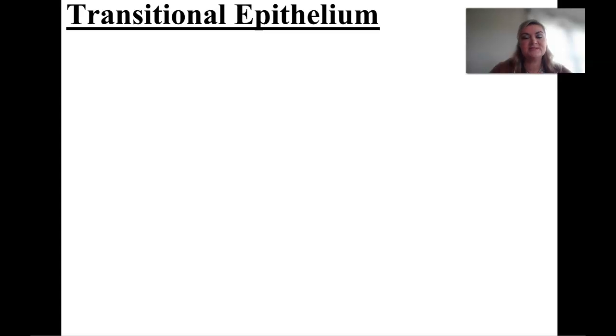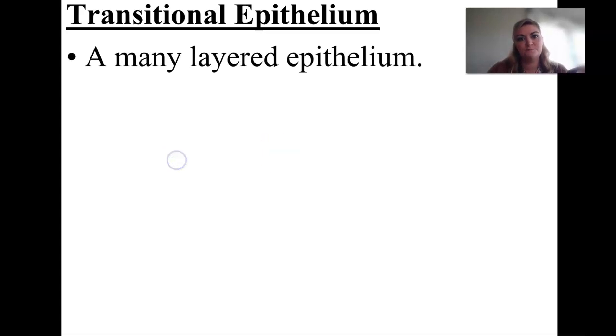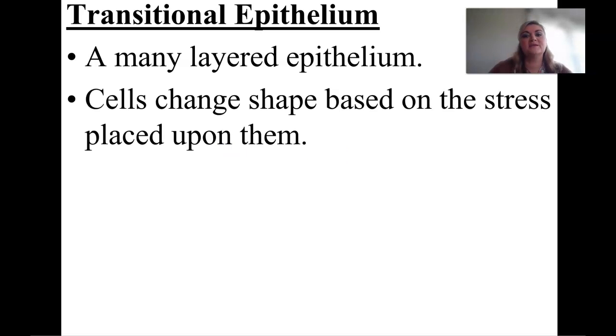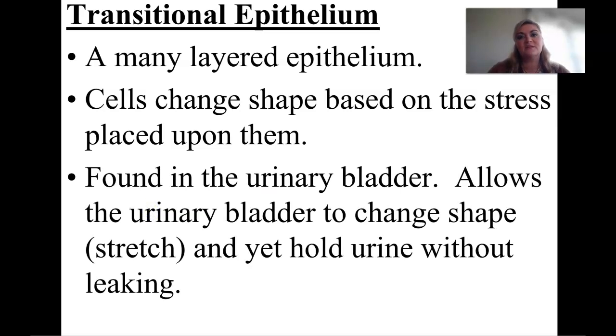Transitional epithelium is going to be epithelium that's able to change their shape and size according to how much they're being stretched. So it's going to be many layers of epithelium, so it is stratified. They can change shape based on the stress, like we said, that's placed upon them, and they're going to be found in things like the urinary bladder, which allows it to change shape as it fills up. So they might be nice, plump, thick cells, and as it fills with urine, they're going to stretch out and they're going to become thinner, looking like squamous tissue.